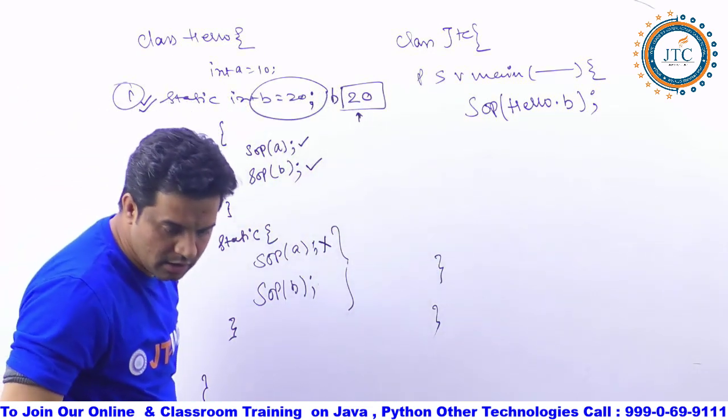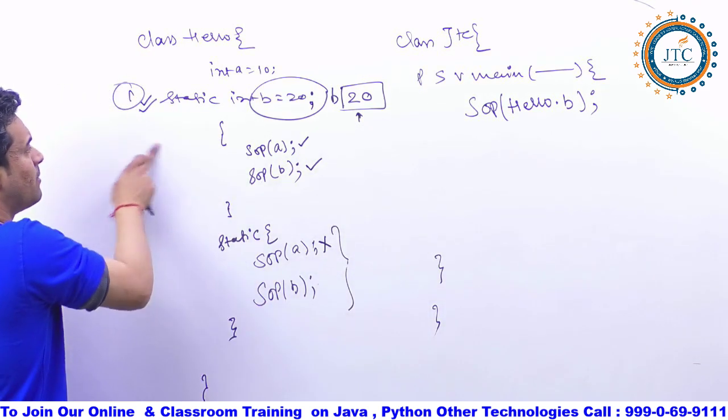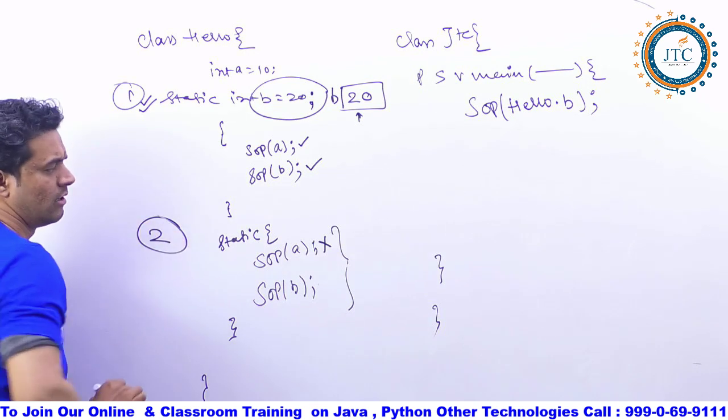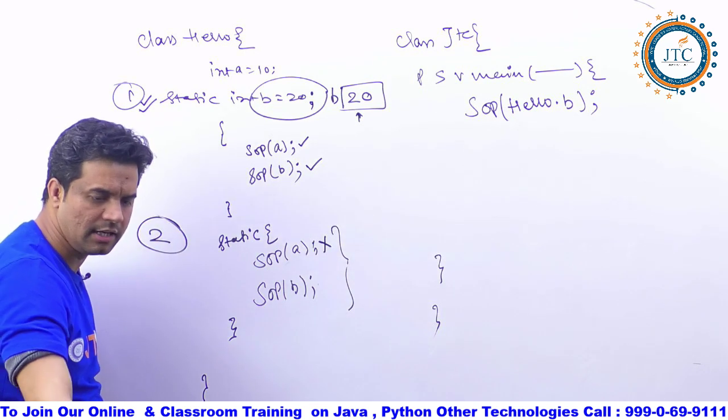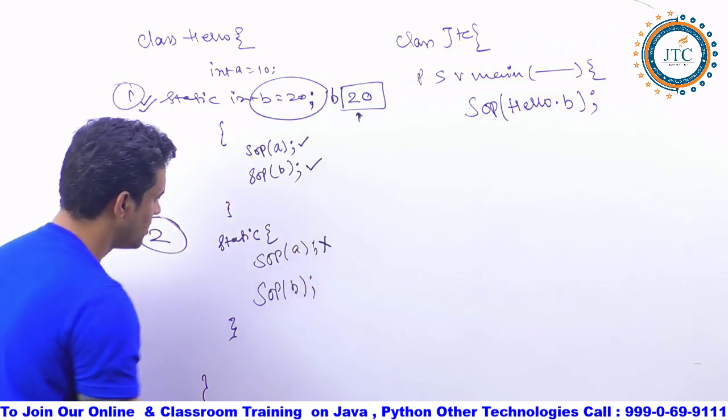Now what is that again? If the memory for a static variable is allocated, see, the second task is this one. What is the second task? See here, understand. What is the second task?